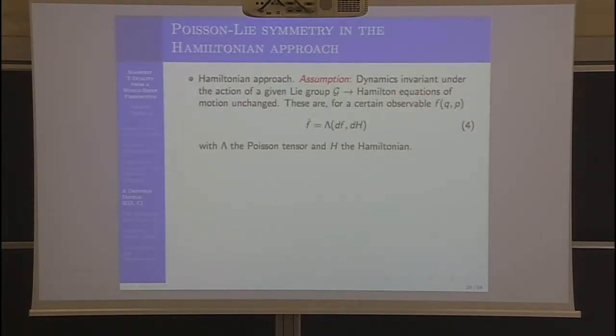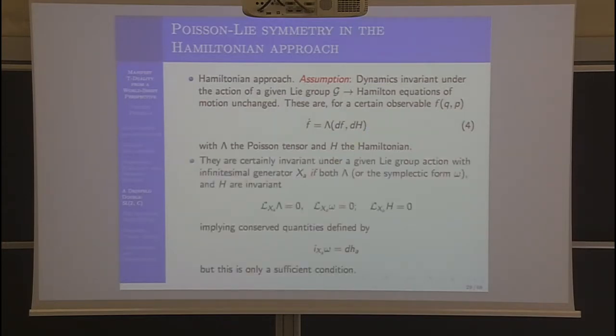So let's, for simplicity, go straight to the Hamiltonian approach. If we make the assumption that dynamics is invariant under the action of a given Lie group, then it means that the Hamilton equations of motion are unchanged. So this means that for a certain observable, we have that the equations of motion are invariant. So this is the Poisson tensor, and H is the Hamiltonian.